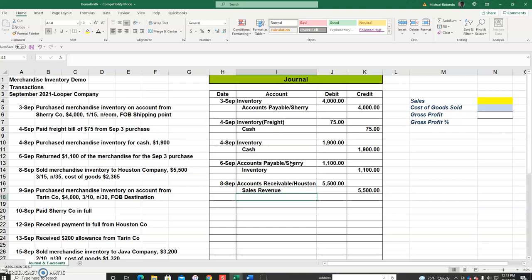Okay, so those are the first few transactions. What we'll do in the next video is we will continue with each of these transactions.